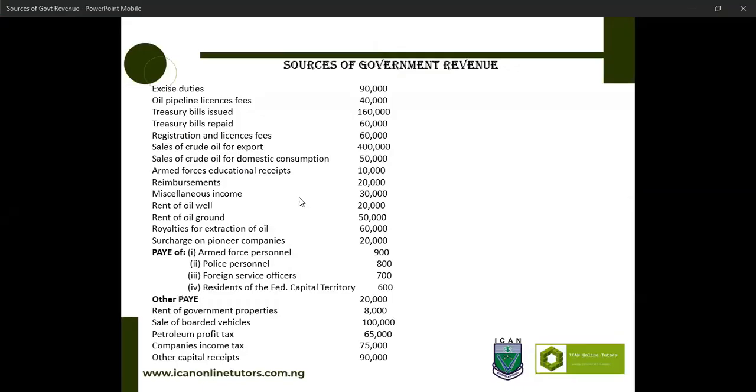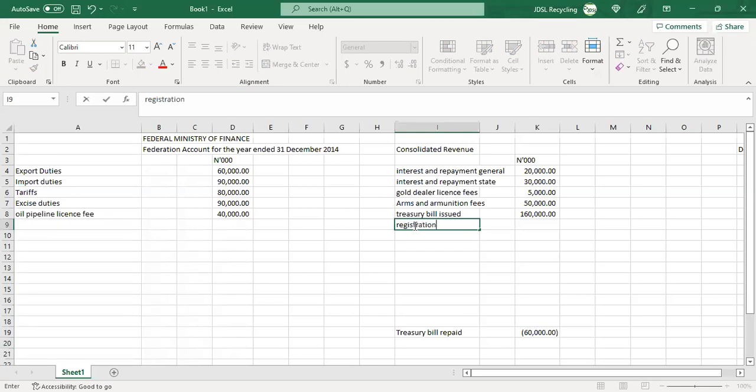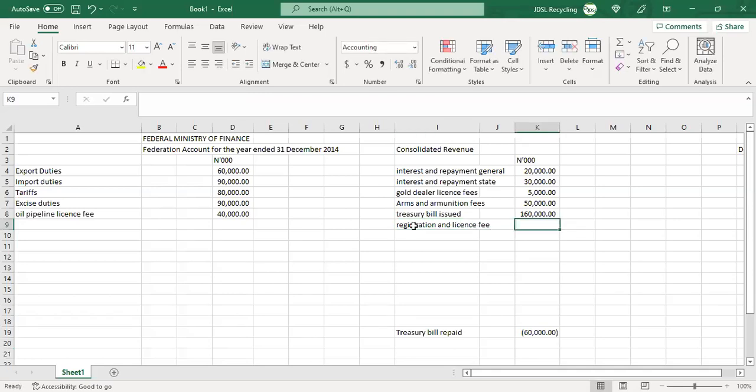Registration and license fee. That is going to CRF. 60,000.